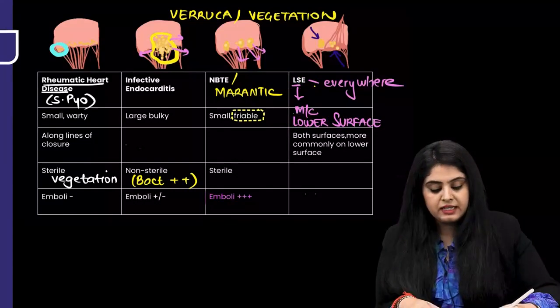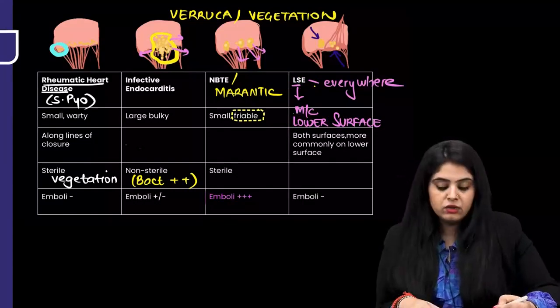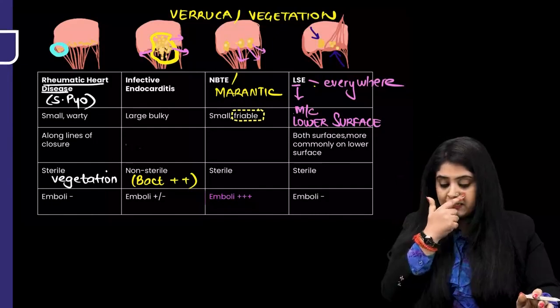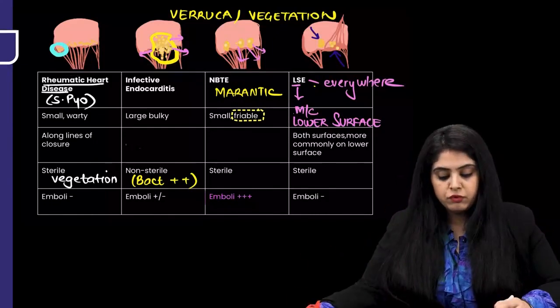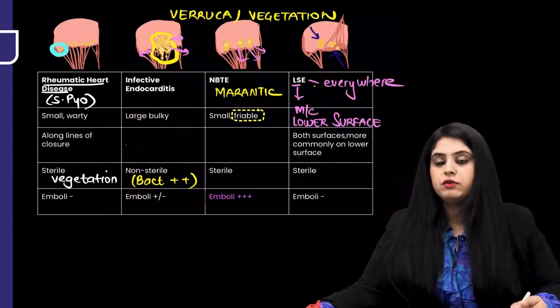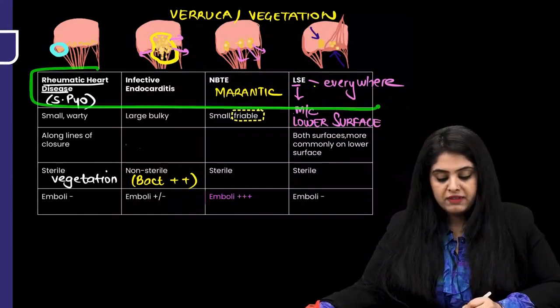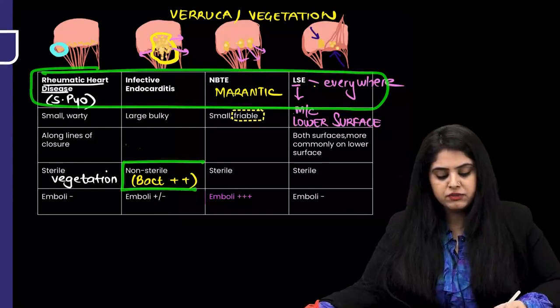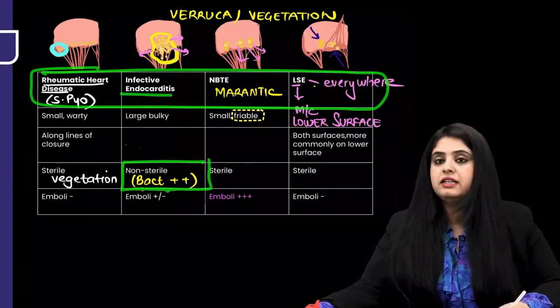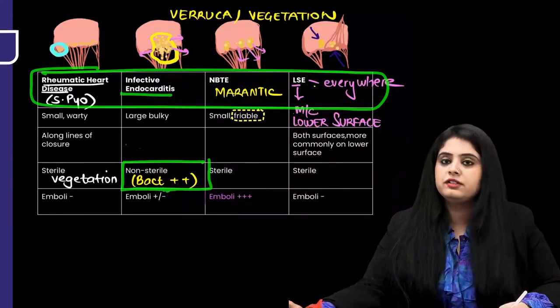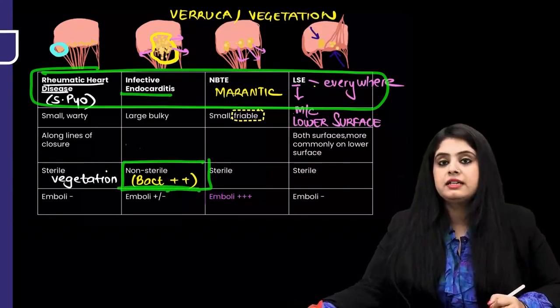And finally, are they going to spread anywhere? No. Are they going to be sterile? Yes. So overall, if I had to make an analysis out of all four of these, which is the only one having bacterial growth, non-sterile? The big, bad, bulky one is showing bacteria. The rest of them are sterile, innocent. Only this one has the bacteria in it.